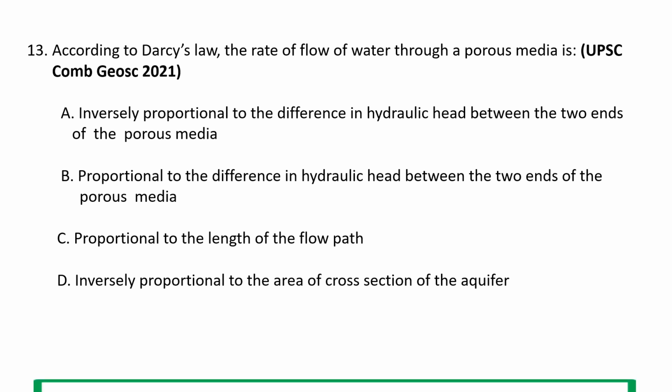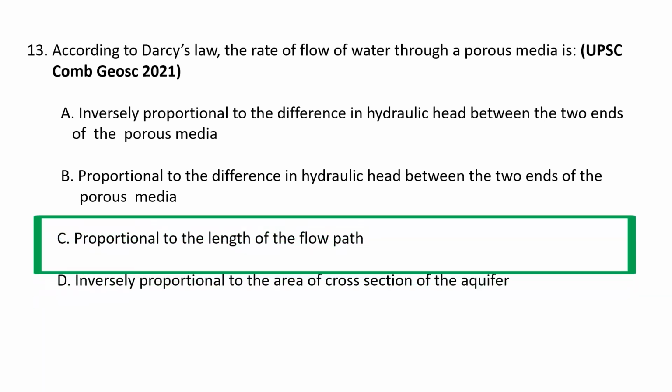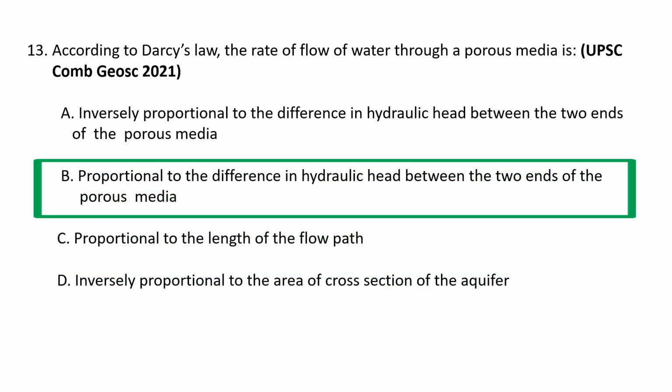According to Darcy's law, the rate of flow of water through a porous media is proportional to the difference in hydraulic head between the two ends of the porous media. So Darcy's law states that velocity of a flow through porous media is directly proportional to the hydraulic gradient for any given saturated soil under steady laminar flow conditions. B is the correct option.